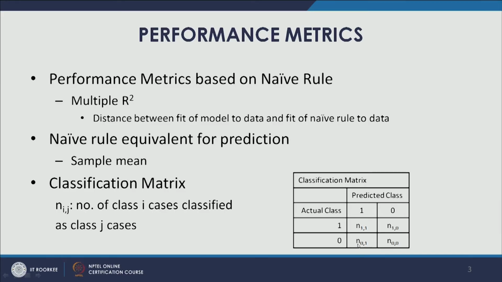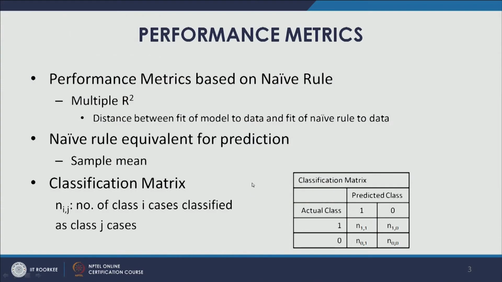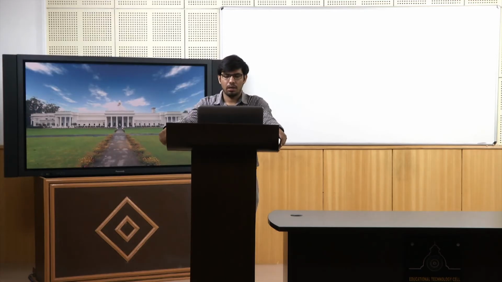Similarly, we look at the second class, that is class 0. This value N01 is the number of class 0 cases classified as class 1 cases. So, this is also an incorrect classification. Our next value is N00. This is the number of class 0 cases classified as class 0 cases. So, this is the correct classification. The diagonal values N11 and N00 represent the correct classifications by the model, and the off-diagonal values, that is N01 and N10, represent the incorrect classifications.